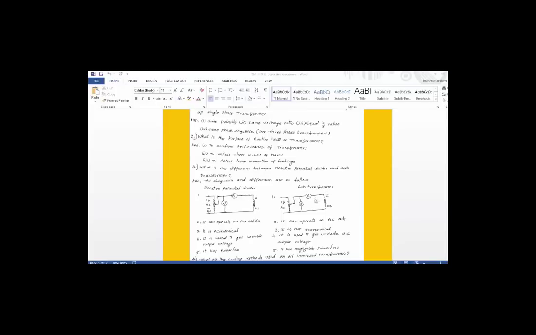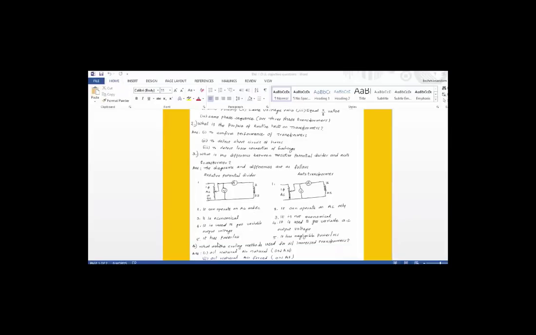And coming to the auto transformer, this is called auto transformer. It is connected to single phase AC supply and its output is connected to winding ZZZ via a voltmeter and an ammeter. Coming to the resistive potential divider, second point, it can operate on both AC and DC without any difficulty. Third point, it is economical. Fourth point, it is used to get variable output voltage. Fifth point, it has power loss.